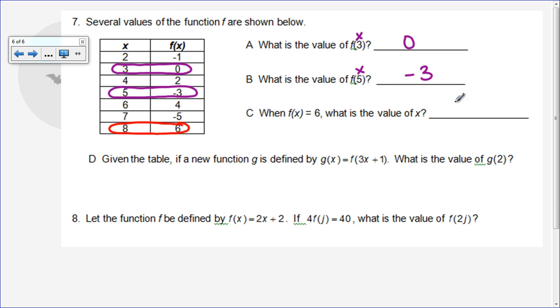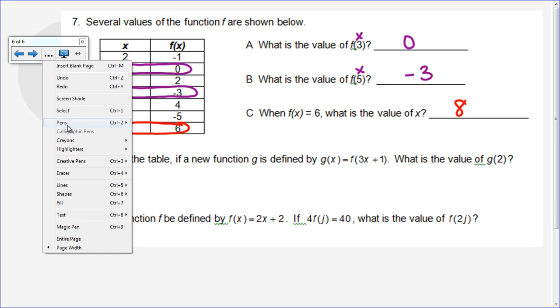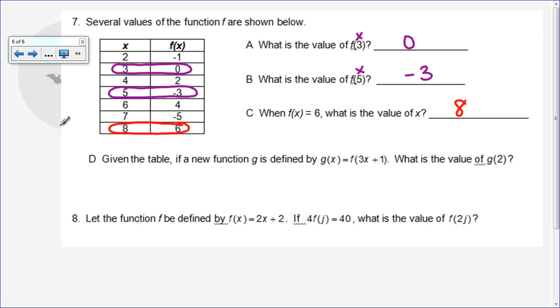But the value of x happens to be 8. So you're going backwards. Now, I really like this next question because it has you extend what's going on, but it's good for you to see.